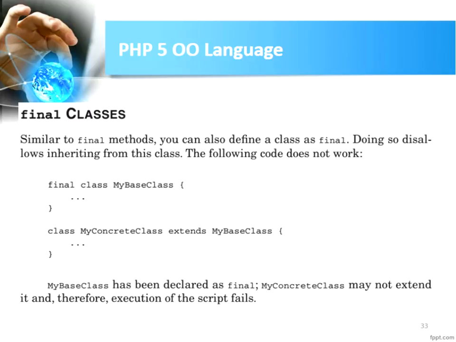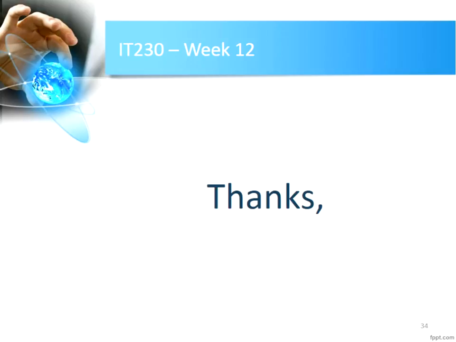Final classes are similar to final methods. We can also define a class as final. So I just write final class, my base class. So my class has been declared as final. My concrete class may not extend it, and therefore execution of this script fails. So final classes means we cannot extend. This is an error.